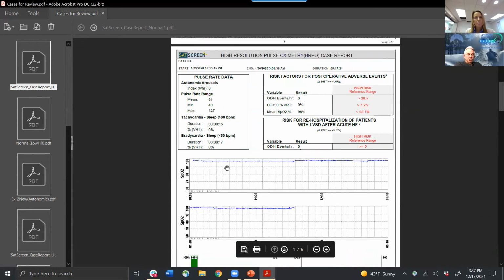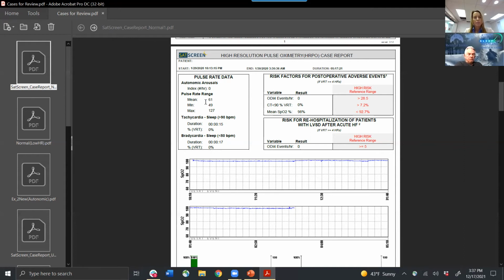To go back up a little bit, we also now report on pulse rate data. So you're going to see the Autonomic Arousal Index. In younger, healthy patients, it's pretty common to see a higher Autonomic Arousal Index than in older patients. In young patients, in my experience, sometimes we'll see 15, maybe even more events per hour. Anything above 20 is typically fairly abnormal.